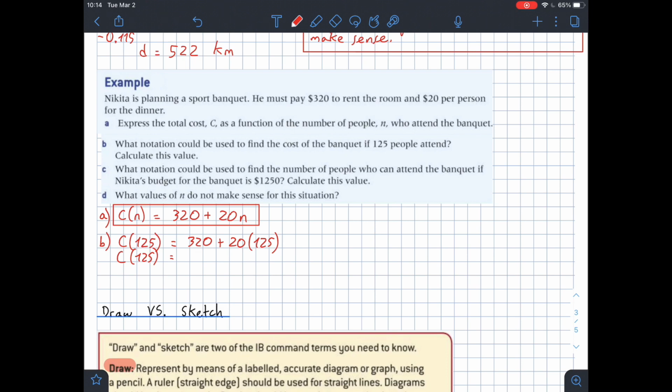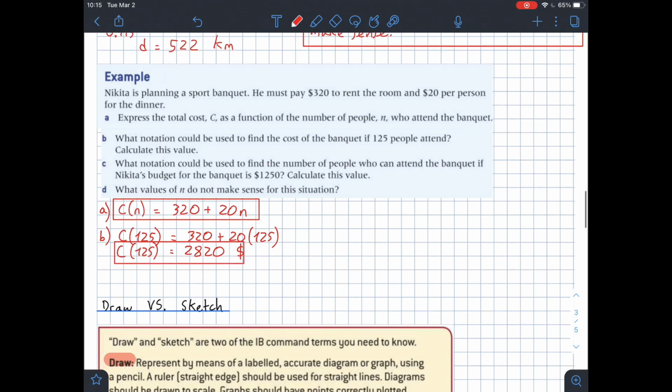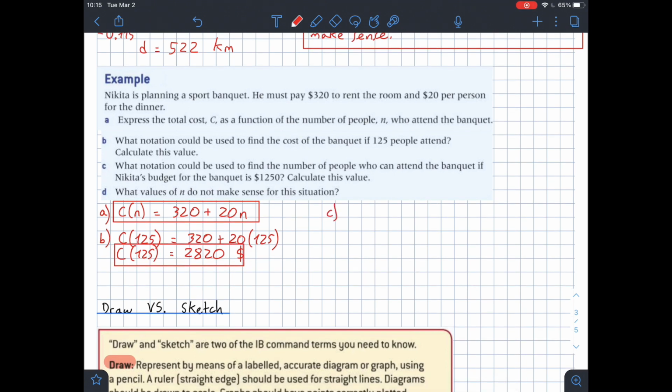320 plus 20 times 125. You can use your calculators for this as well. So I get this number, 2,820 would be the cost. We're talking about dollars, right? So don't forget the unit of measurement. This would be the cost. Then for part C, let me do part C right here.